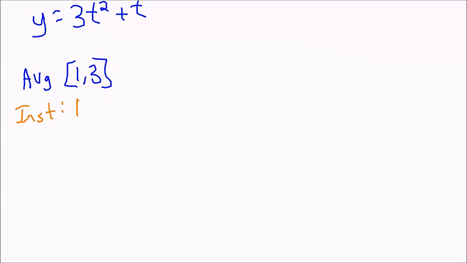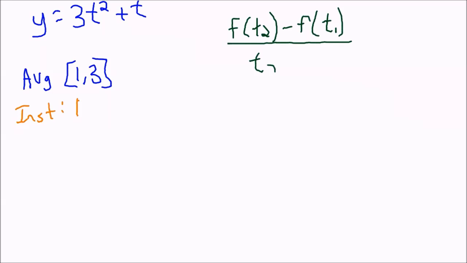So we remember that the rate of change formula is f of t2 minus f of t1 over t2 minus t1. Alright, so let's plug in our values. When I look at my average rate of change, this first number listed is going to be my t1, and the second number listed is t2. So 1 is t1 and 3 is t2.